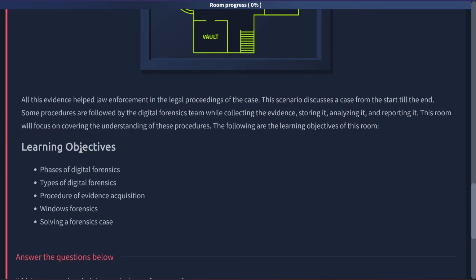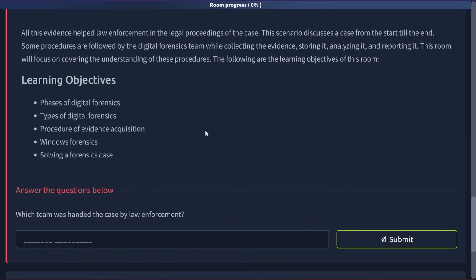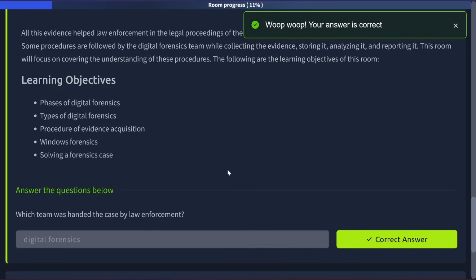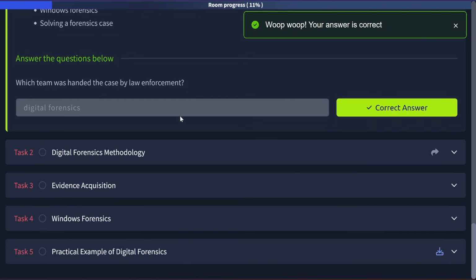And then at the bottom here, we have our learning objectives, and that's just going to explain some of the stuff we'll learn about. So we'll jump down and answer question number 1. So if you read the whole case involving the bank robbery and everything, you'll find the answer to this. And it is digital forensics. So answer with that. And with that, you're done with task 1.